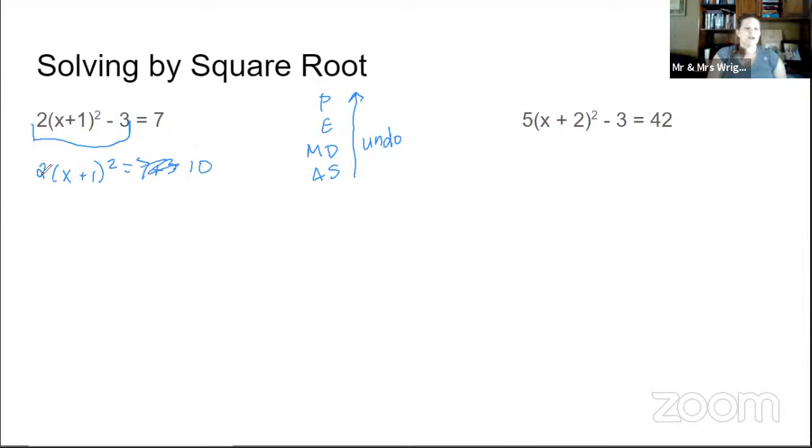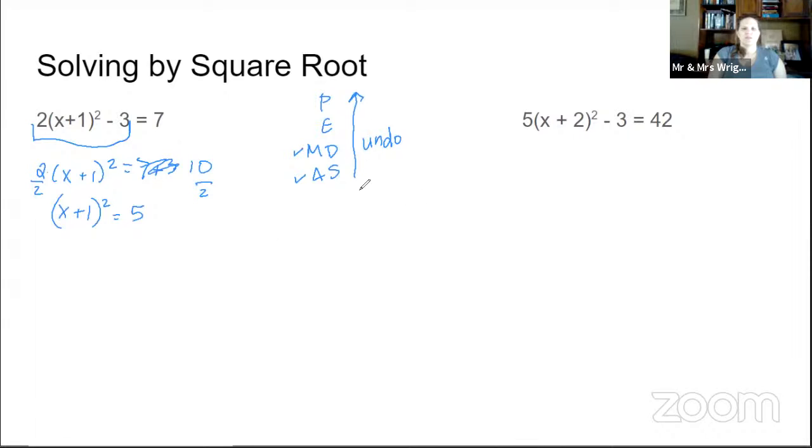All right, so now we did our addition and subtraction. Now we need to undo some multiplication and division. The 2 is being multiplied by this stuff that's inside parentheses being raised to an exponent, right? So I'm going to undo the 2. I'm going to divide by 2 on both sides. And I have (x plus 1) squared equals 5.